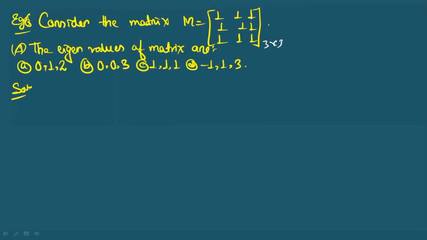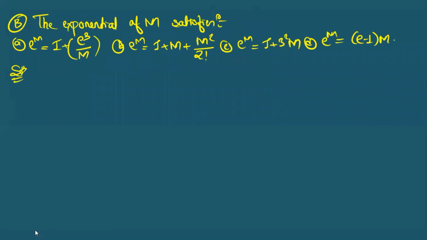We have seen one property of eigenvalues: when you have a matrix whose elements are all 1, then one eigenvalue is its order, that is 3, and the other eigenvalues will be 0. So your answer for the eigenvalues is 0, 0, 3. The correct option is option B. Clear?